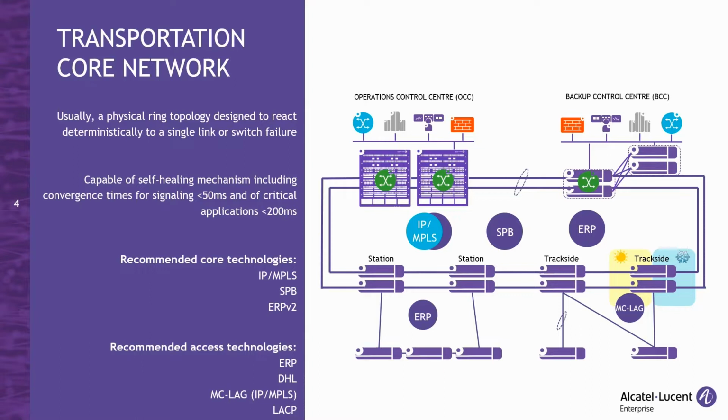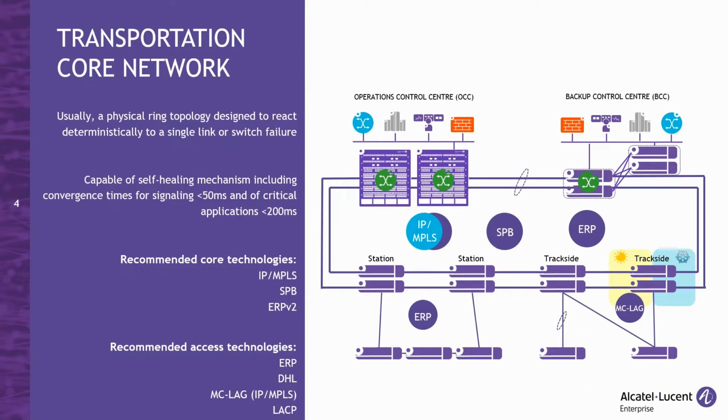There are several protocols within our portfolio that fulfill these requirements and could be used in ring networks. We will not compare them in this session, but just to mention a few of them. There is IP/MPLS, a service-oriented technology capable of path convergence within 50 milliseconds using fast reroute mechanism. Then there is shortest path bridging, which is another service-oriented protocol with fast convergence. And there is also Ethernet ring protection protocol, which is the main subject of this session. All these protocols are suitable to be used in the core of the transportation network.